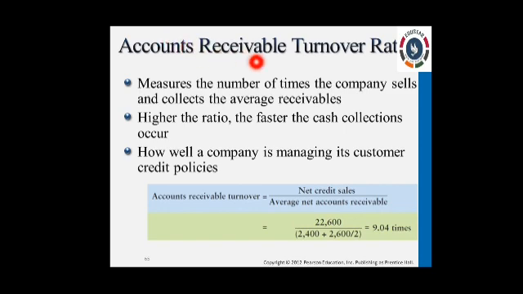Account receivable turnover ratio formula: net credit sales divided by average net account receivables. How can you find the average account receivables? Opening debtors and bills receivables plus closing debtors and bills receivables, divided by 2.